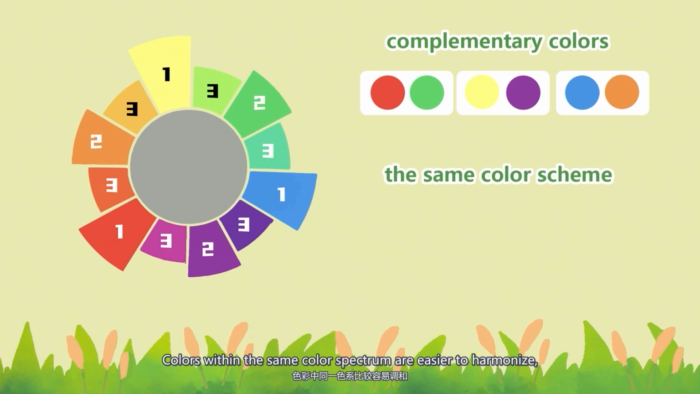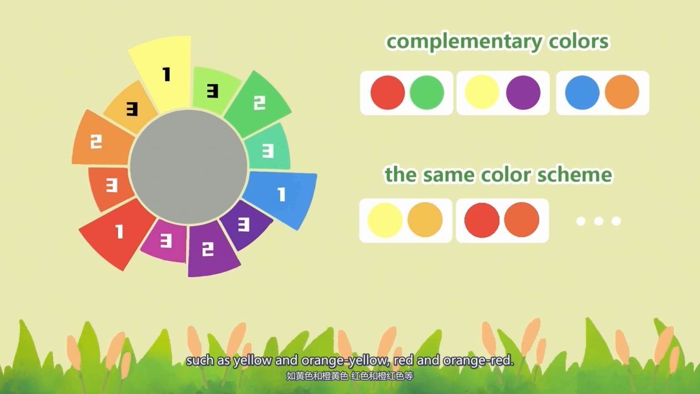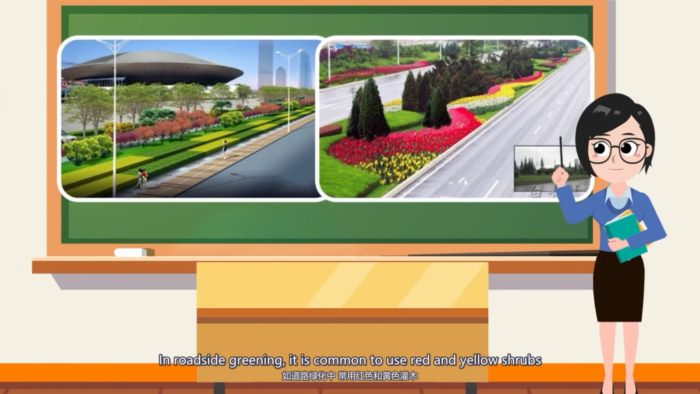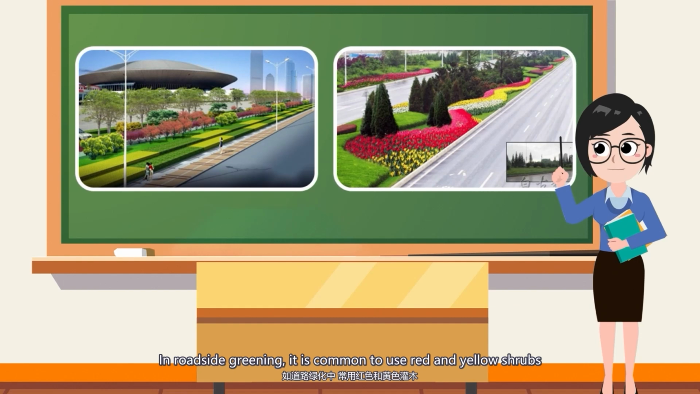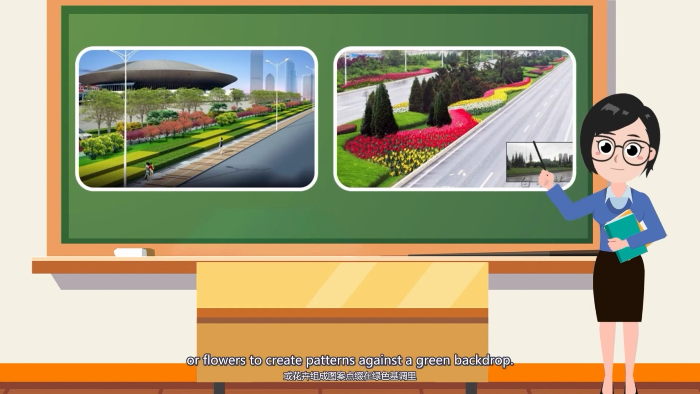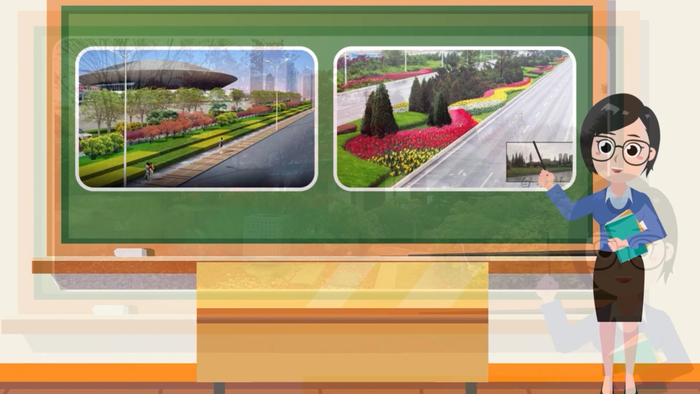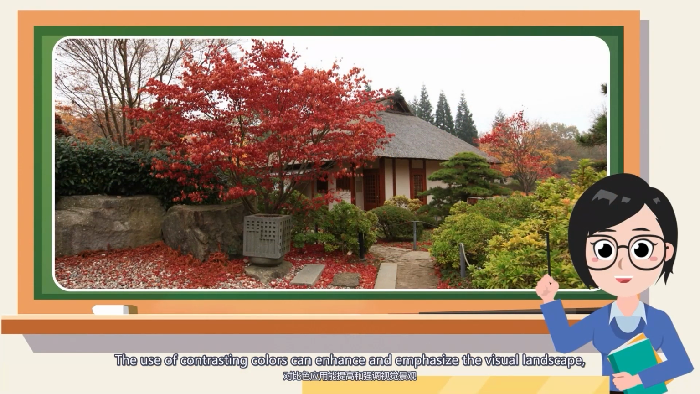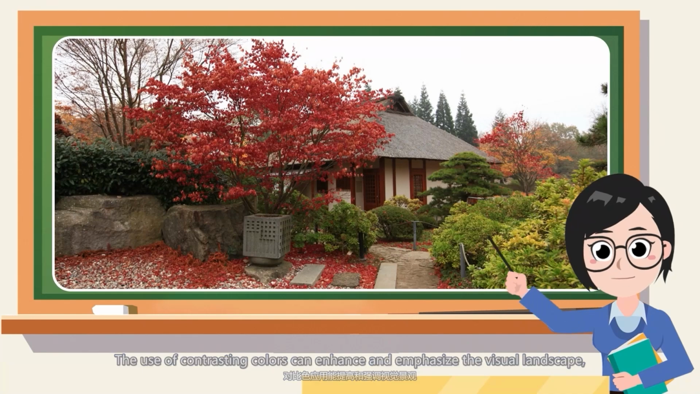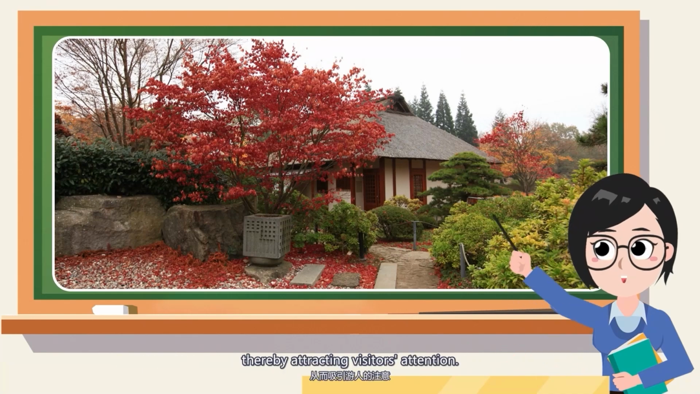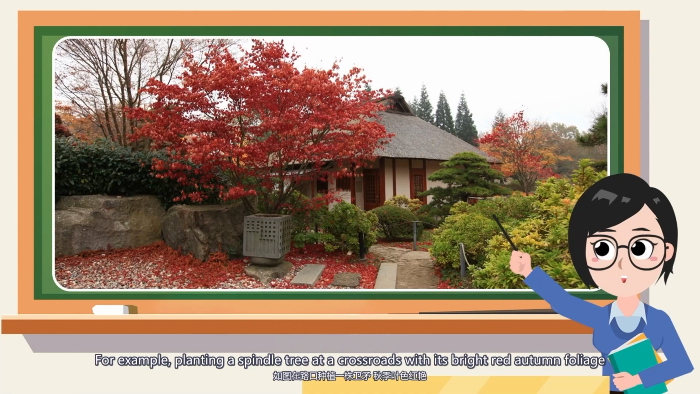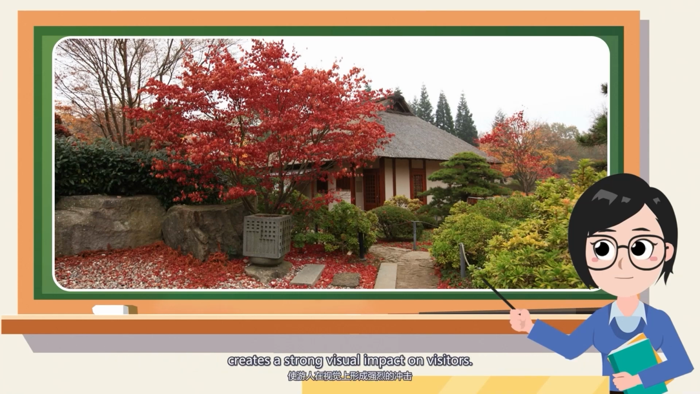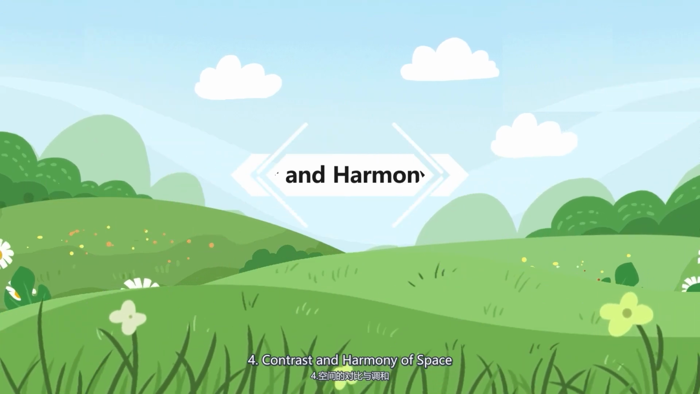Colors within the same color spectrum are easier to harmonize, such as yellow and orange yellow, red and orange red. In roadside greening, it is common to use red and yellow shrubs or flowers to create patterns against a green backdrop. The use of contrasting colors can enhance and emphasize the visual landscape, thereby attracting visitors' attention. For example, planting a spindle tree at a crossroads with its bright red autumn foliage creates a strong visual impact on visitors.